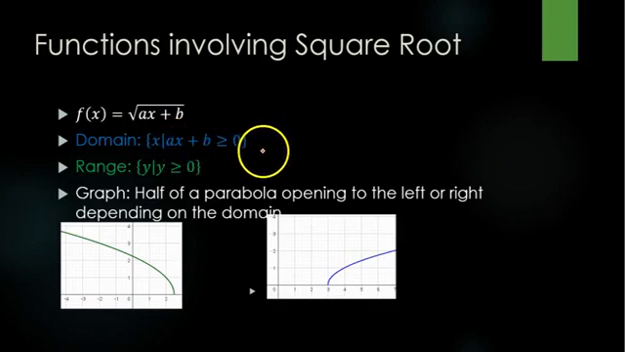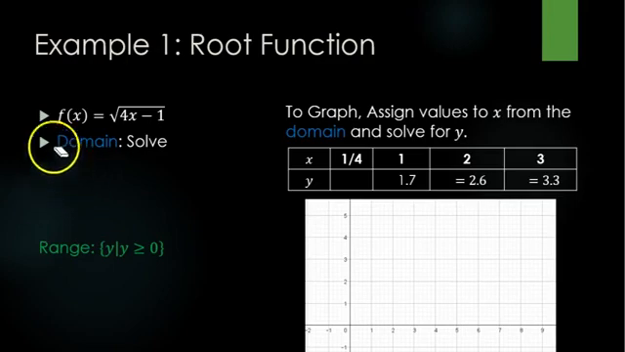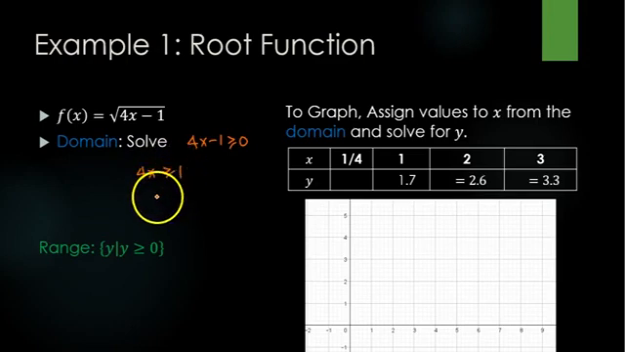And our range, since the lowest value for the radicand is 0, will start at 0 and keep on increasing. So the graph you would expect is half of a parabola opening to the left or right, depending on the domain. For example, here we have this radicand 4x minus 1. So for the domain, we solve 4x minus 1 greater than or equal to 0. So 4x will be greater than or equal to 1, and x will be greater than or equal to 1/4.